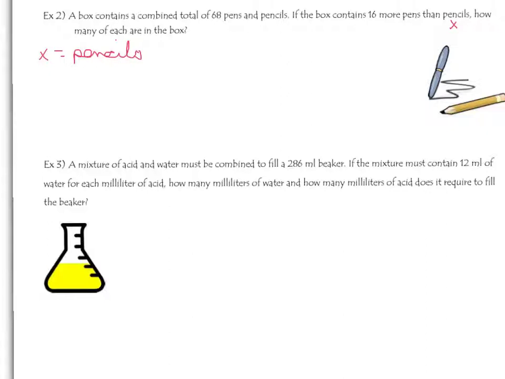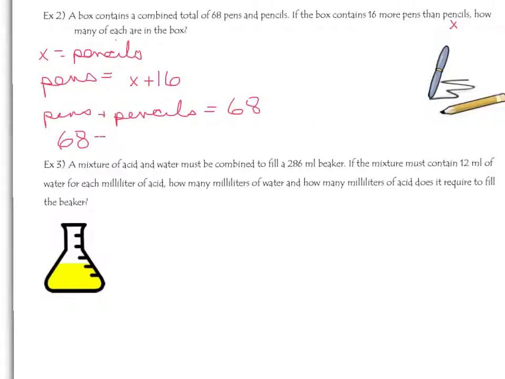And then we're told that the box contains 16 more pens than pencils, so the number of pens is equal to 16 more than x. When you add the pens and pencils together, pens plus pencils, you get 68. So what we're saying is 68 total equals the number of pencils, which is x, plus the number of pens, which is x plus 16.